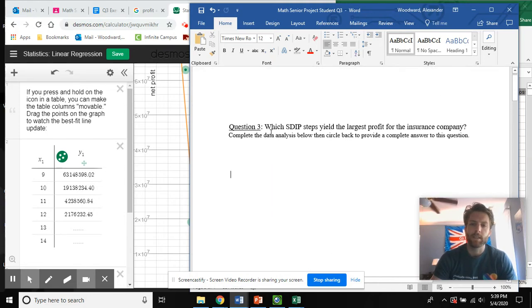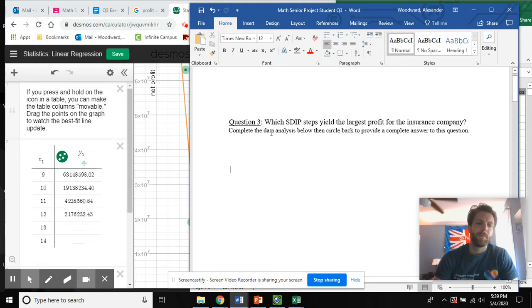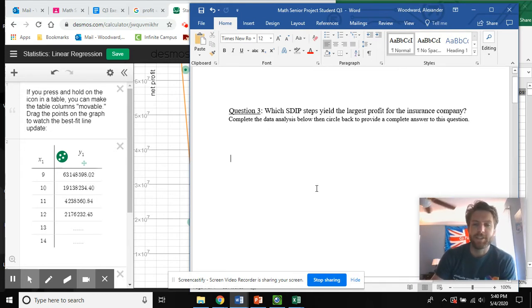So the question asks us, which of the steps yield the largest profit for the insurance company? It asks you to think about which type of driver is going to make the insurance company the most money, which is going to yield the largest profit. Is it going to be a driver who is very safe with a low SDIP level, or a dangerous driver with a high SDIP level, or could it potentially be someone in the middle, someone who was just recently assigned an SDIP level, or SDIP step, I should say?